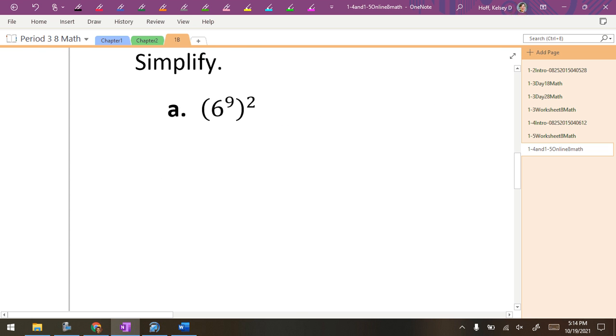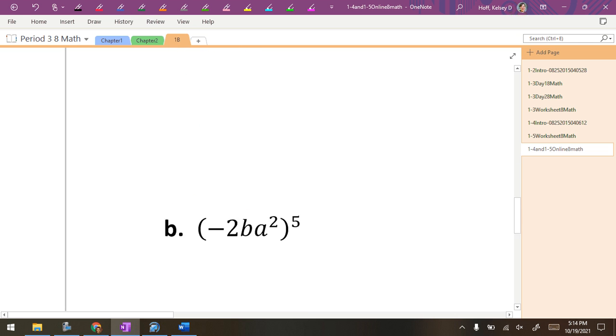All right, so let's go through this. You ask yourself right away, what am I doing? You have three choices: multiplying, dividing, or raising a power to a power. On A, what am I doing? Multiplying, dividing, or raising a power to a power? A power to a power, I have exponents stacked on one another. Keep the base, which is 6. And then you're going to show me that you're multiplying your exponent, 9 times 2. Your final answer would be 6 to the 18th power.